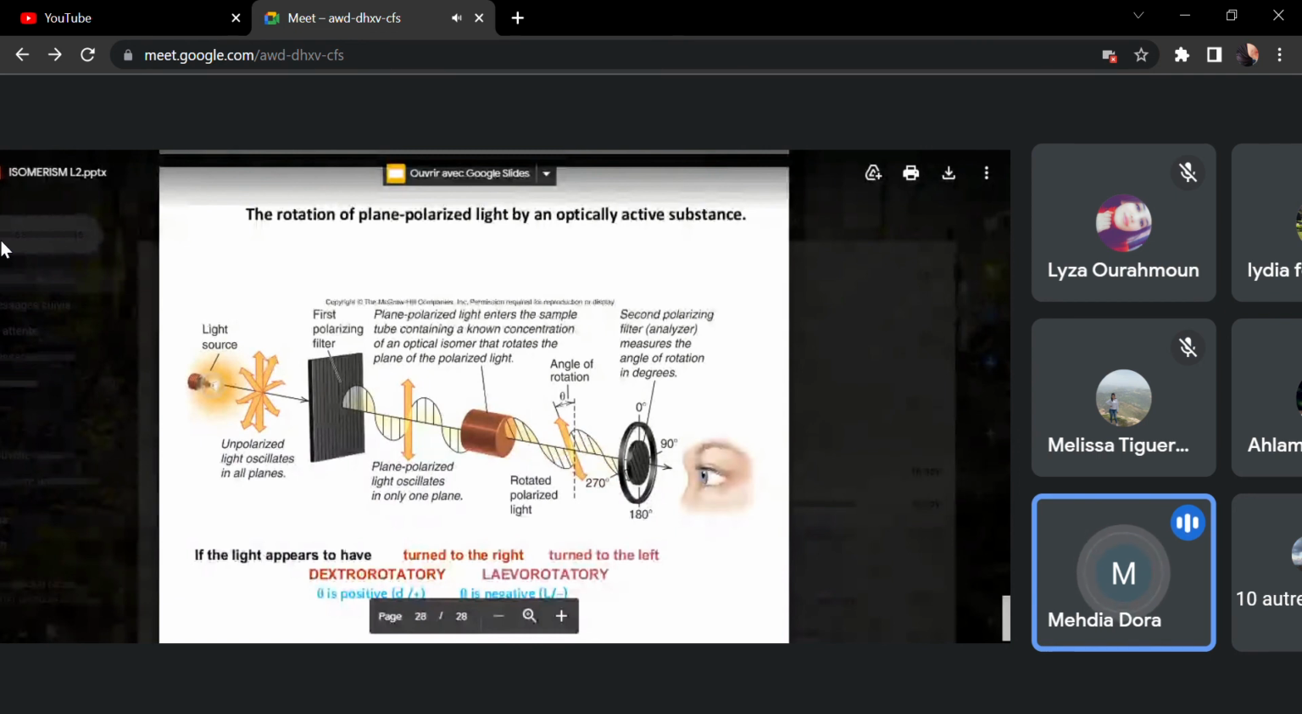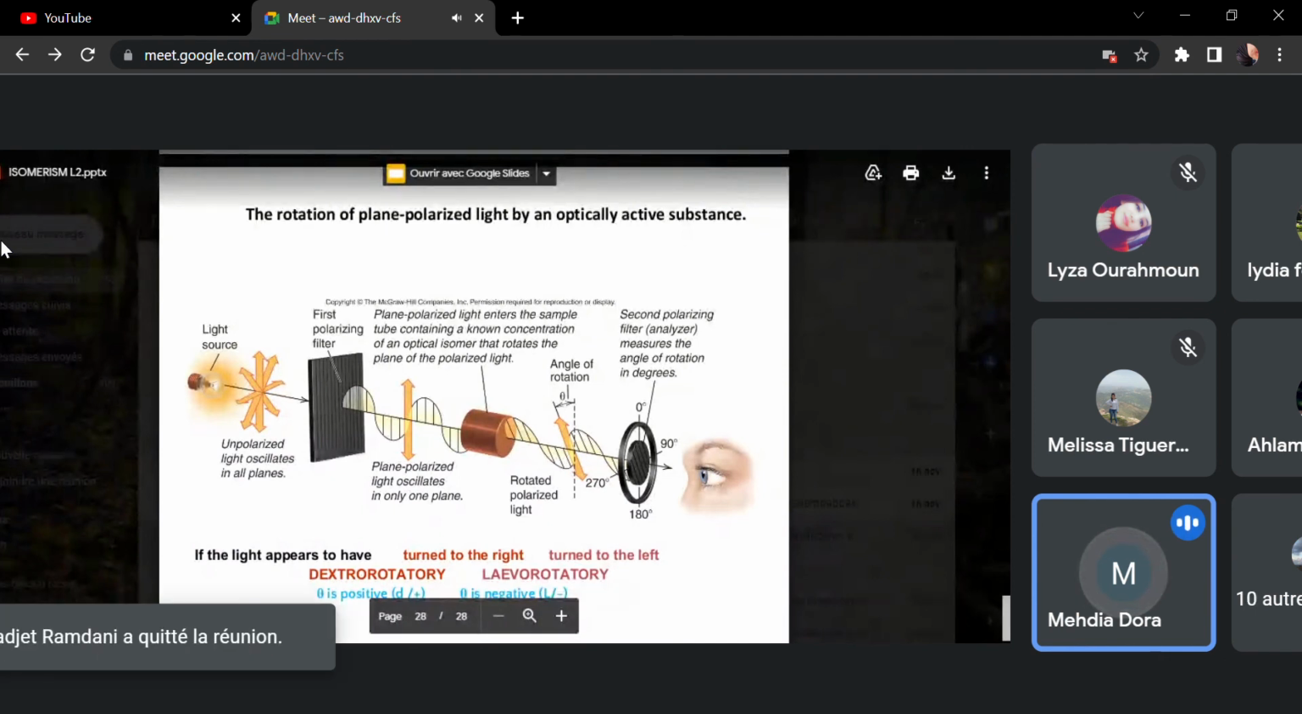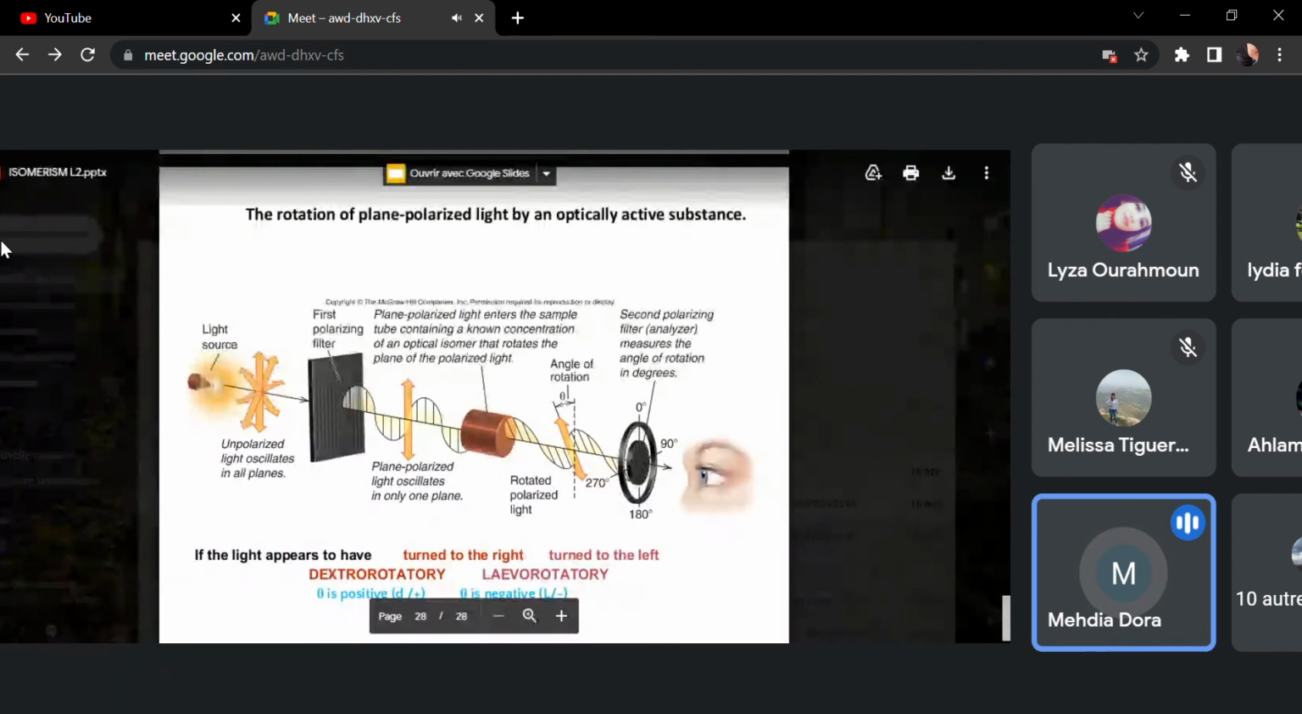to deviate or incline the light. When there is a light, it will be deviated in another direction with an angle of theta. If this theta is positive, it's dextrorotatory, and when it's negative, it will be levorotatory.